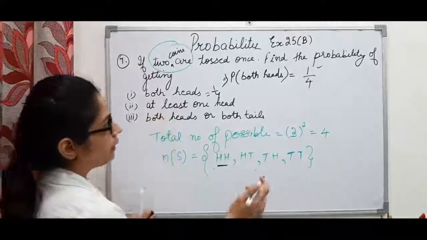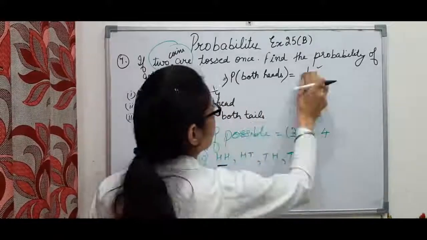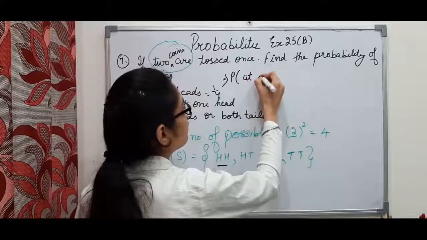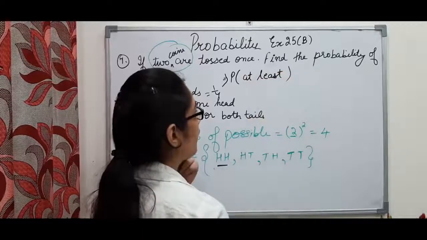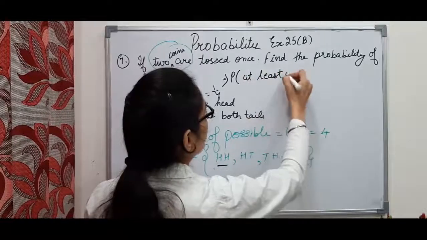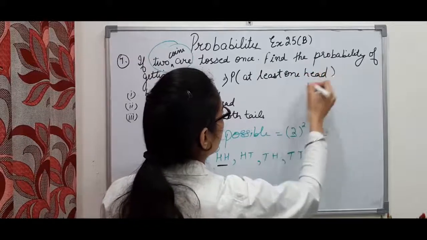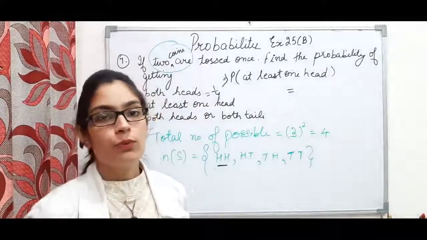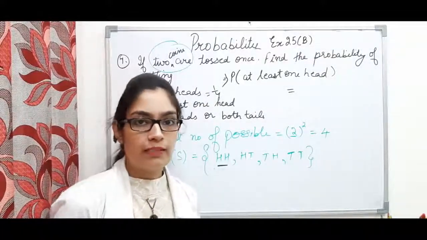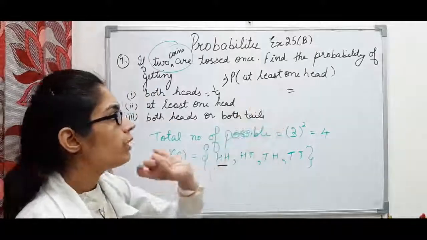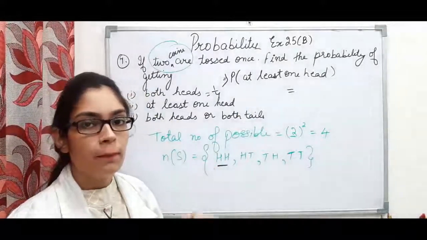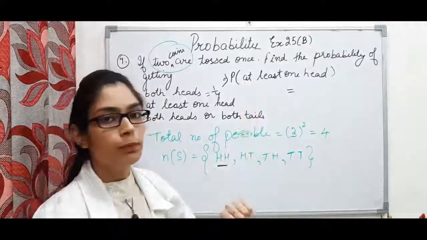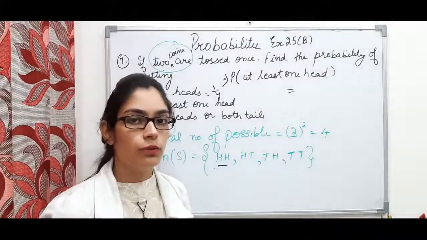Now we will do at least one head. Again, you have to understand the meaning of at least. They can give you 2 terms, at least and at most, so you don't have to get confused between these 2 words. At least means at least one should be there, but it is okay if I get more than one also. If I am getting more, that is also fine.